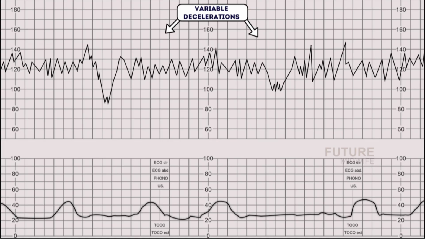Variable decelerations are also caused by umbilical cord compression. Variable deceleration can sometimes resolve if the mother changes position. The presence of persistent variable deceleration indicates the need for close monitoring. Variable deceleration without the shoulders is more worrying as it suggests the fetus is in a hypoxic state.